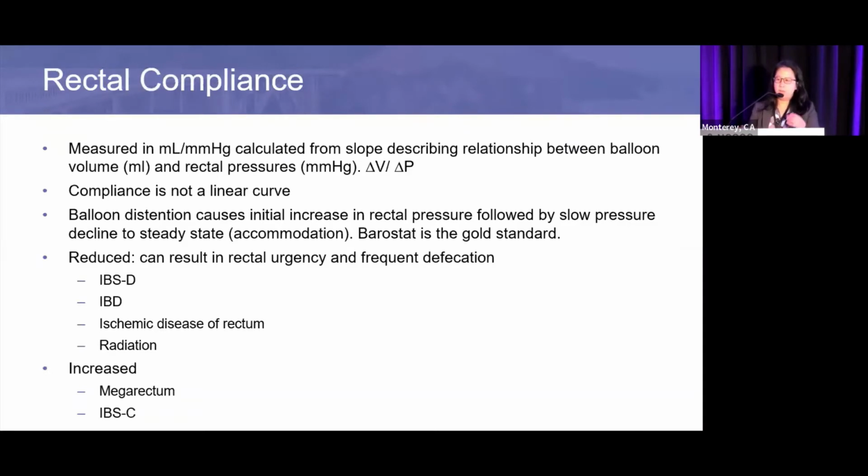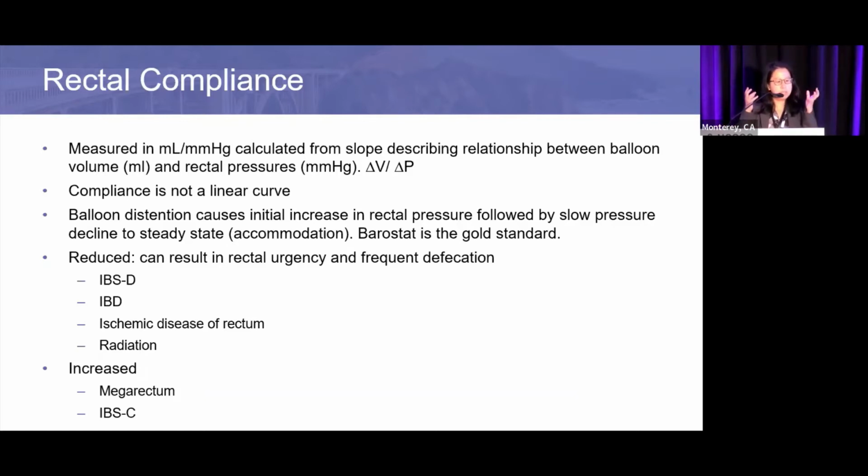Rectal compliance. So in motility, it's all about muscle tone and about propulsive force. So the rectum is a muscular structure, and it has its tone and stretchability. So this is measured in milliliter over millimeter of mercury, calculated as a slope. This is physics, going back to physics day, change in volume over change in pressure. It is not a linear curve, so we have to understand that.